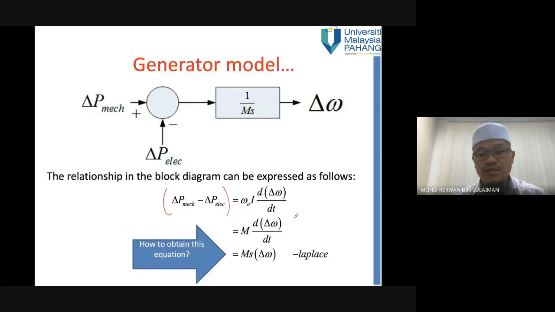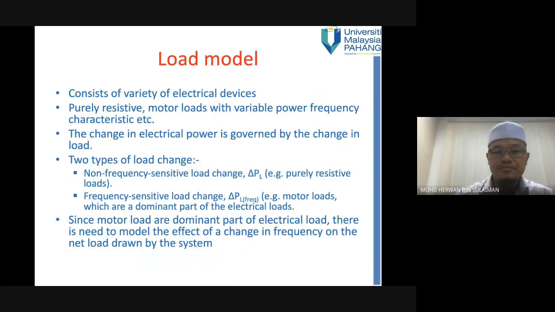Okay, this is the generator model. Later we will look at how we can develop the complete system. So this is the generator model, where we have mechanical input minus electrical delta P. This is the rotating mass, in terms of Laplace transform 1 over Ms. So this output is delta omega.